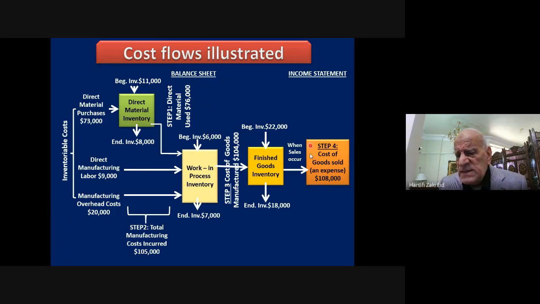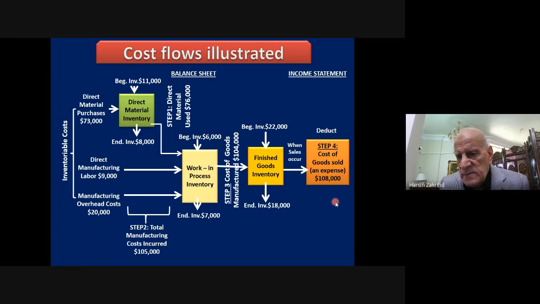The cost of goods sold reached $108,000. This is the cost of goods sold. When this cost is subtracted from the selling price, which is sales revenue, we will get gross profit or loss. Let us see.